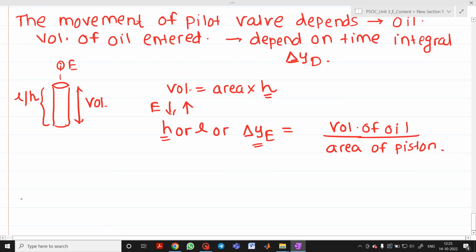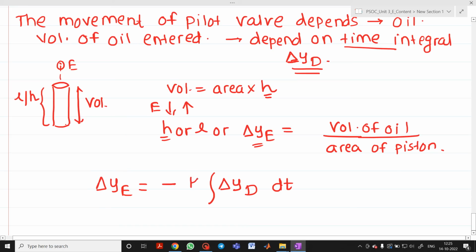So mathematically I can write it as whatever will be the change in the position at point E, it depends upon the time integral of delta yD. So time integral means how can I write? First it is delta yD. We know that the relationship between these is minus, so delta yE equals minus delta yD, and it is a time integral, so integration of dt, time integral.